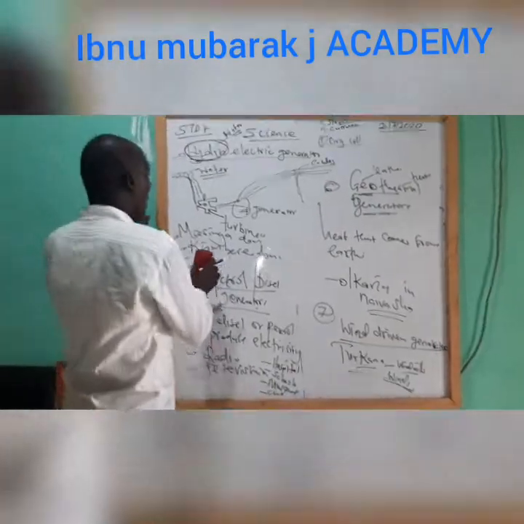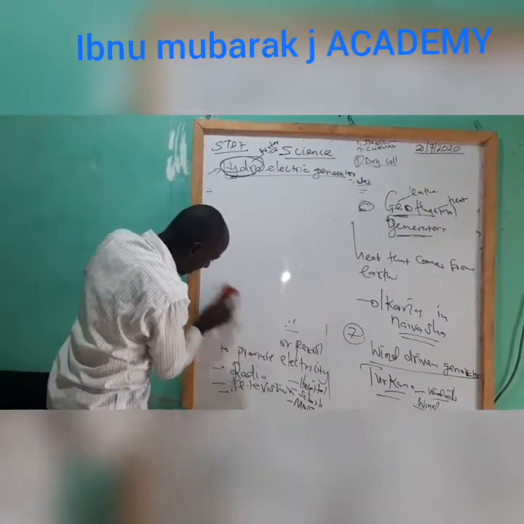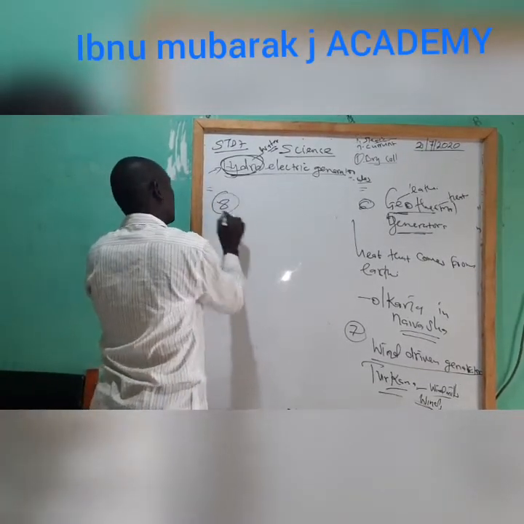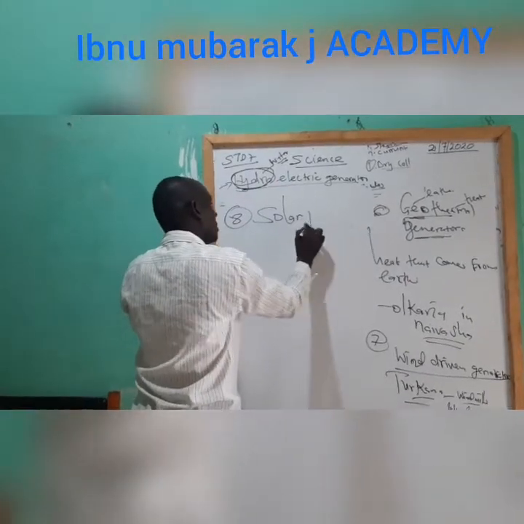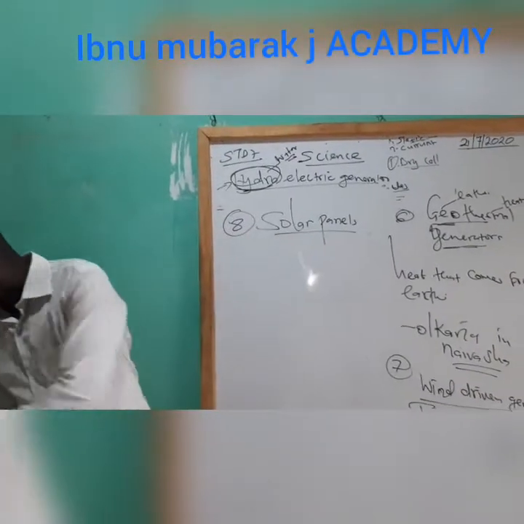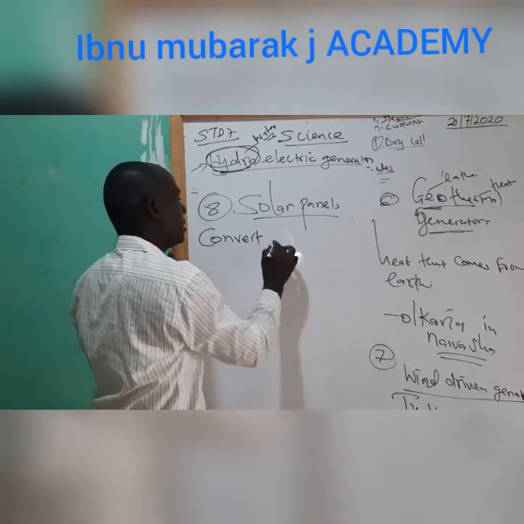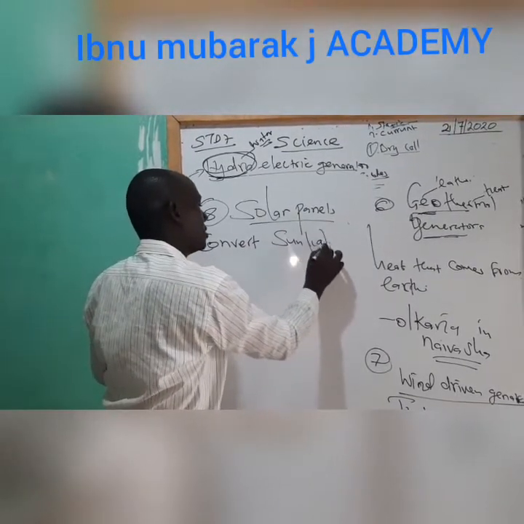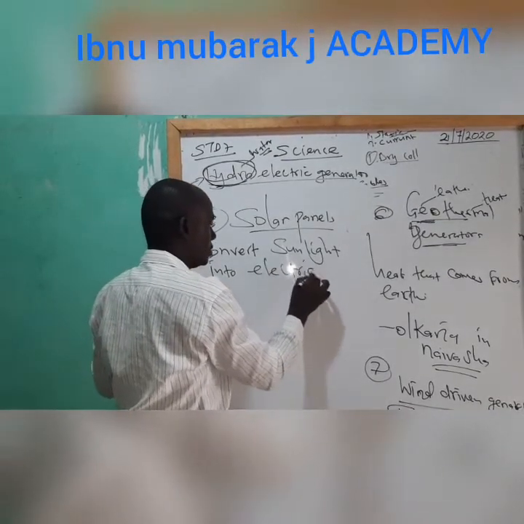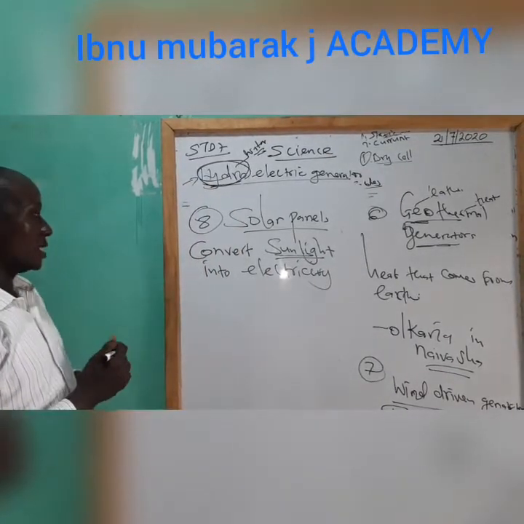In our last example of sources of electricity today, I want to talk about number 8, that is the solar panels. These are the ones that convert sunlight into electricity. They convert sunlight into electricity.